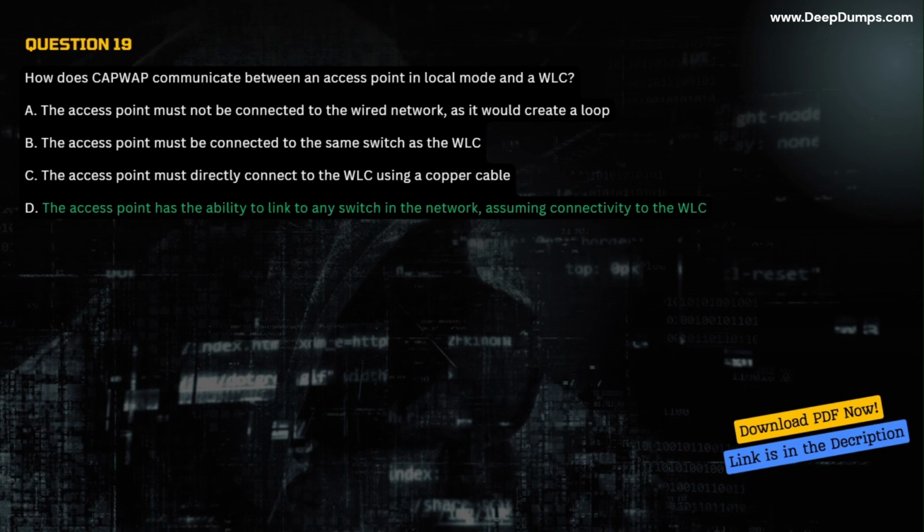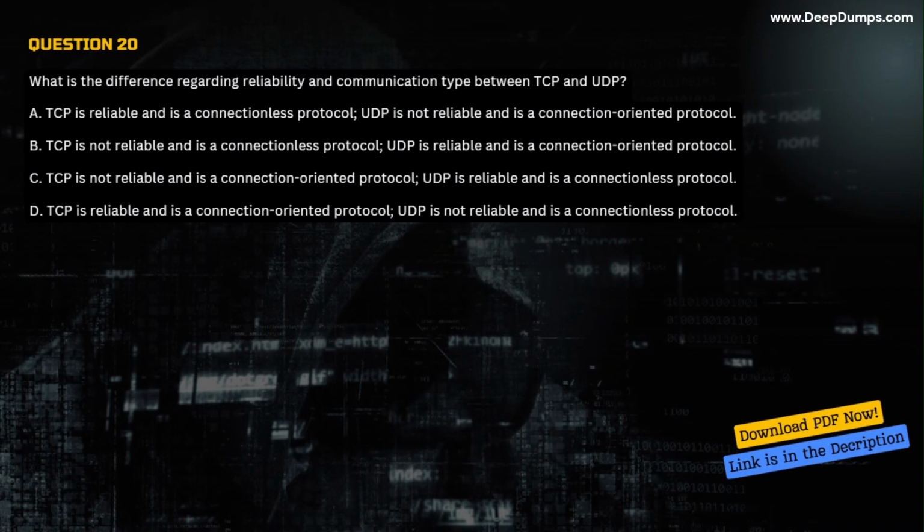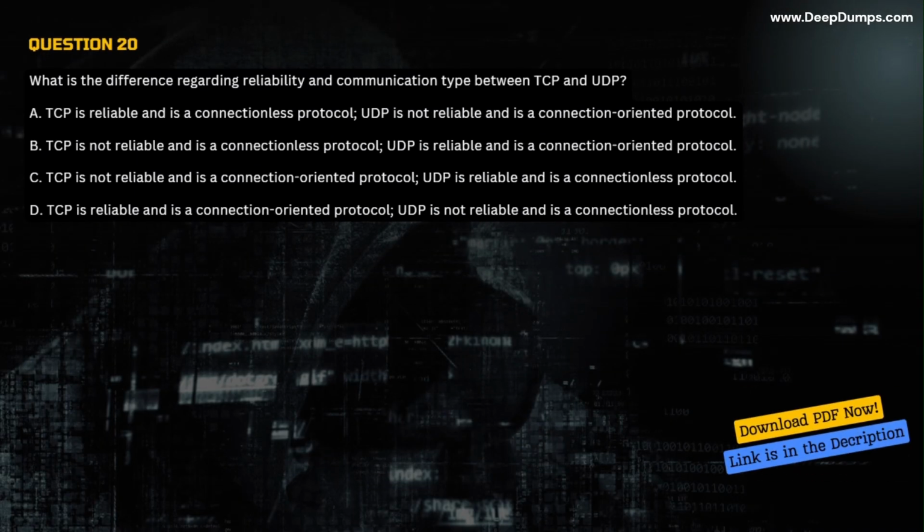Correct answer, D. The access point has the ability to link to any switch in the network, assuming connectivity to the WLC. Explanation. CAPWAP tunnels allow APs to connect through any network switch, as long as WLC connectivity exists. Question 20. What is the difference regarding reliability and communication type between TCP and UDP?